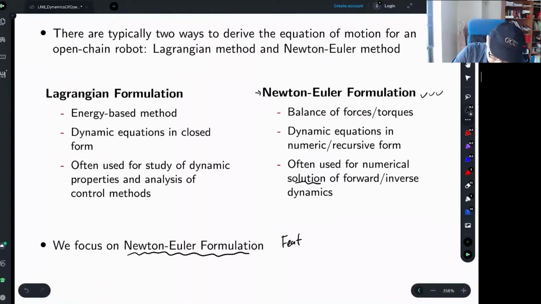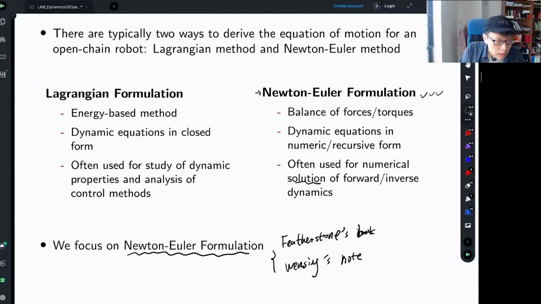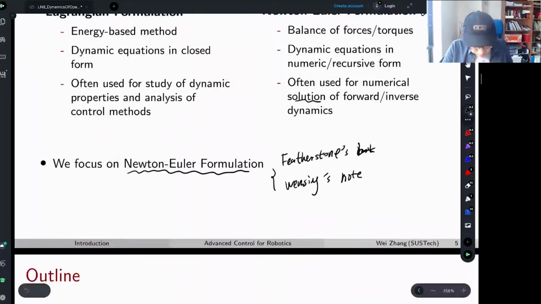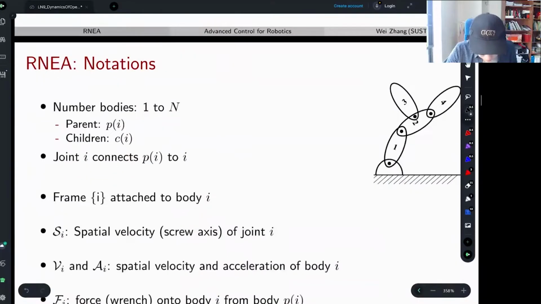We primarily follow Featherstone, Spong, and also I somehow adopt notes on this part quite a bit, Pat Vincing's notes on this part. He has a very brilliant class on optimization-based robotics. I benefit quite a bit from his notes. All right, let's start. It's actually not hard.